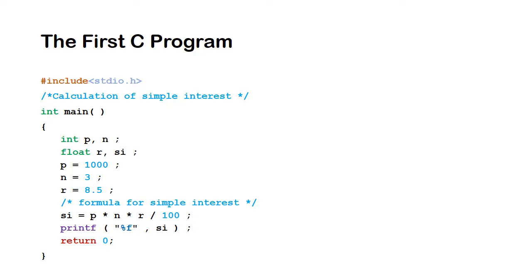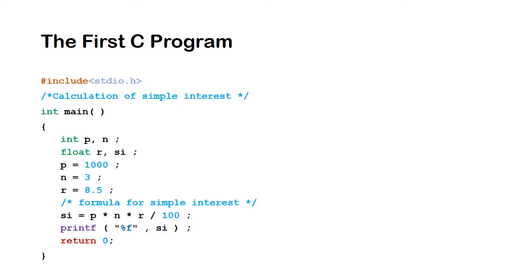Then we have the normal structure of the program, that it begins with an int main function, and within these curly brackets we write the piece of code, whatever instructions we want to perform. So in this program we want to do the calculation of simple interest. So we will define variables such as integer p and n, which are principal and number of years. Then float, that is real numbers, r and si.